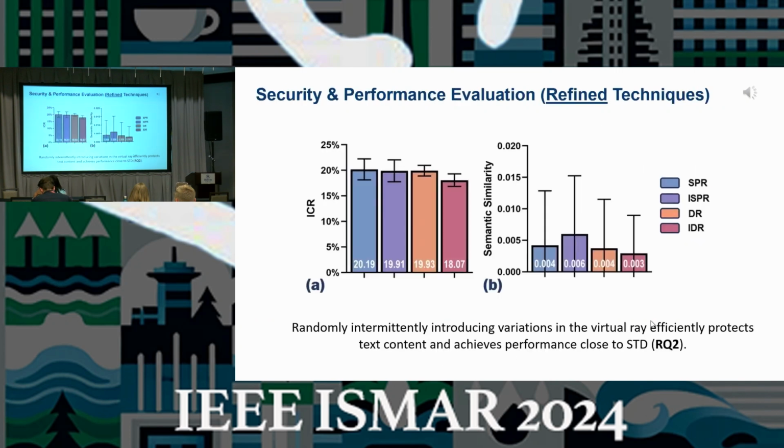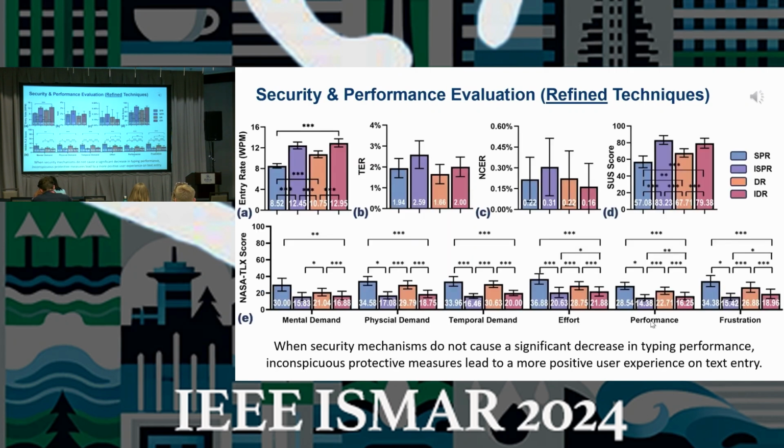We named it Introduce Variability to the Start Point and the Direction of Virtual Ring with Random Intermittent Frequency. For the ability of protecting the security of sentences, as shown in the two videos, ISPR and IDR are not inferior to SPR and DR. For the text entry performance, the text entry rates of ISPR and IDR are faster than SPR and DR.